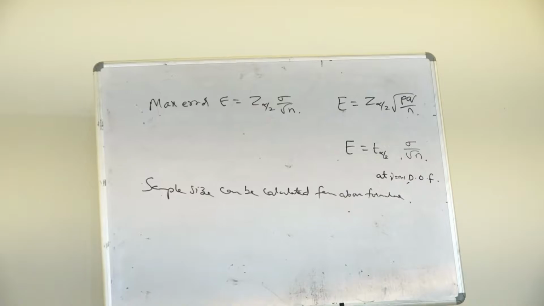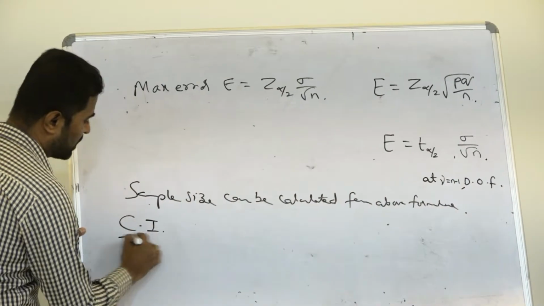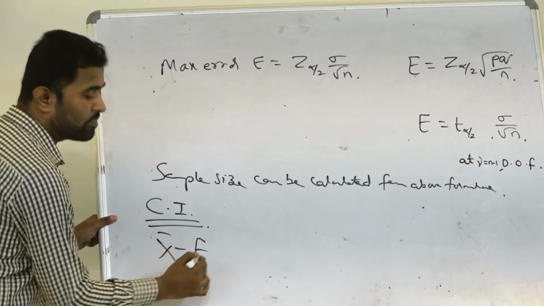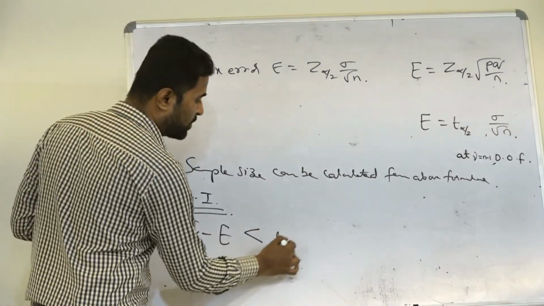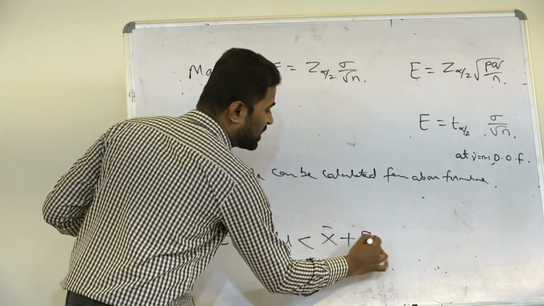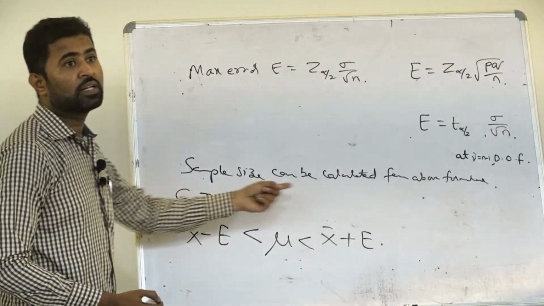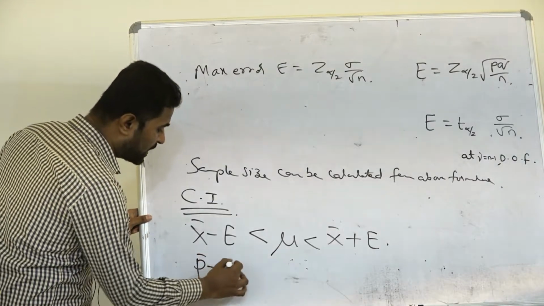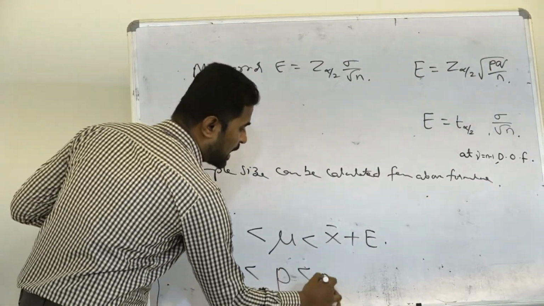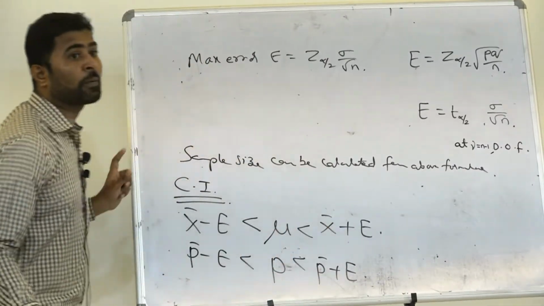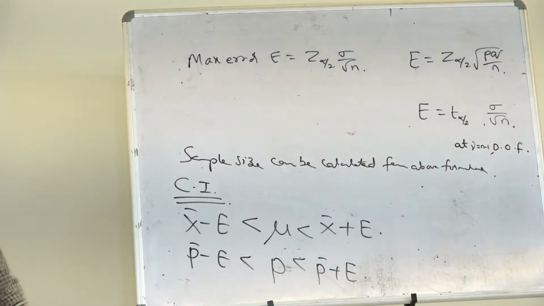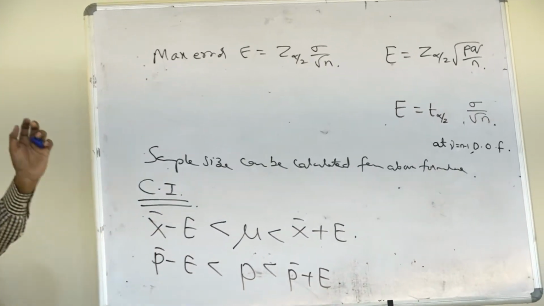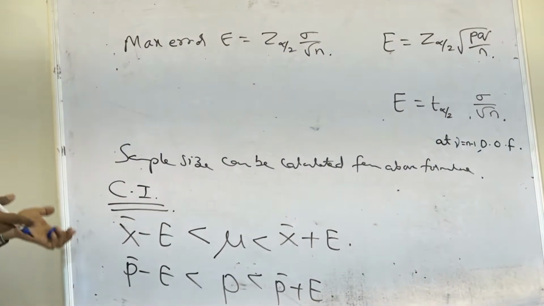Then confidence interval. X bar minus E less than mu less than X bar plus E. This is for confidence interval for a single mean. P bar minus E less than p less than P bar plus E for a single proportion. If you calculate E and just subtract and add it with X bar and P bar, you are going to get some interval. That is nothing but the confidence interval.